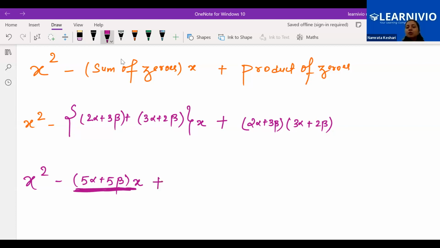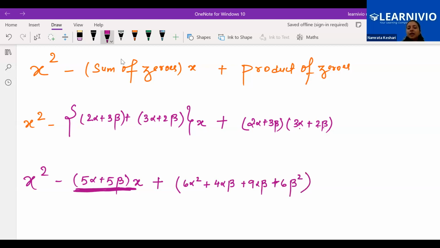So we will do the multiplication using the distributive property. 2 alpha we will multiply with 3 alpha, we will have 6 alpha square. Then 2 alpha we will multiply with 2 beta, we will have 4 alpha beta. Then 3 beta we will multiply with 3 alpha, that is 9 alpha beta or beta alpha, whatever you want to say. 3 beta we will multiply with 2 beta. All are positive, that's why I am just continuing the plus sign. So 6 beta square.